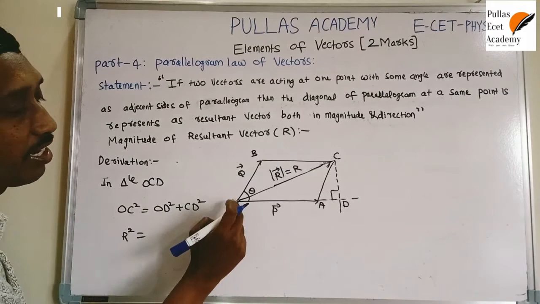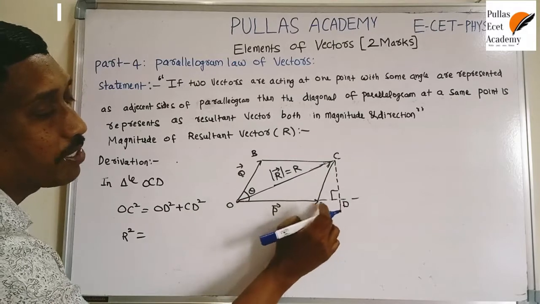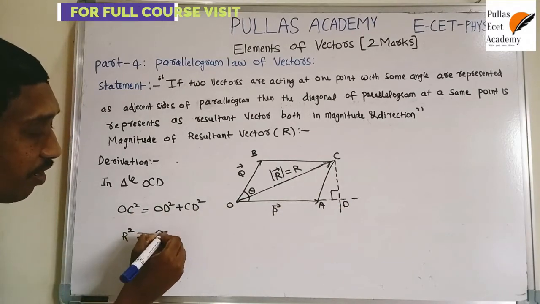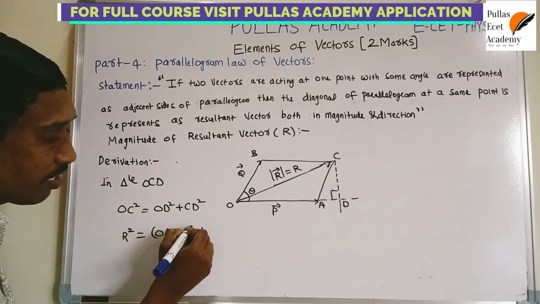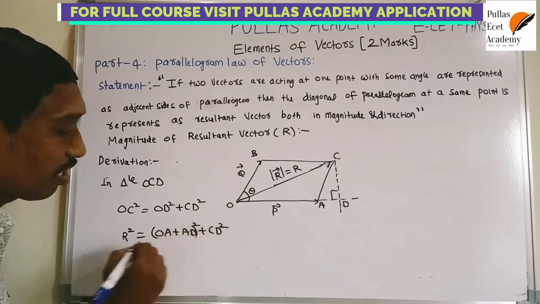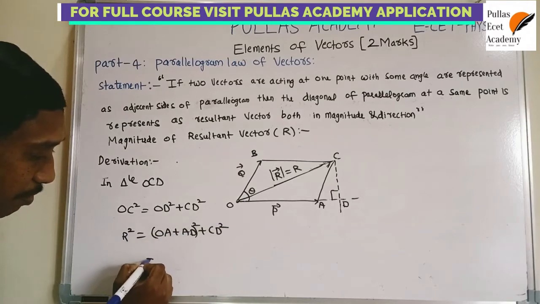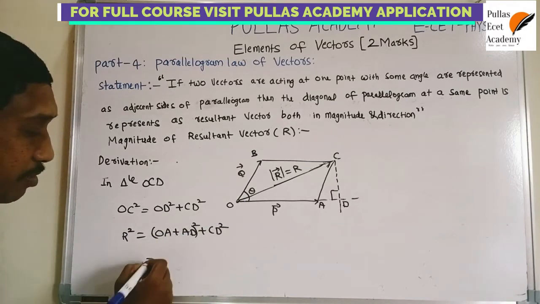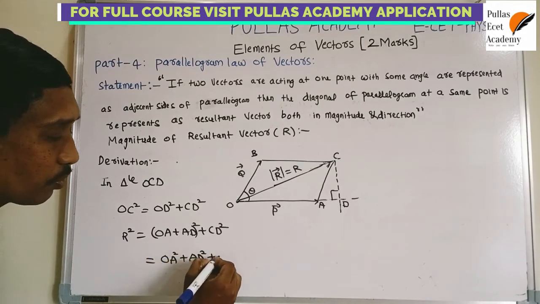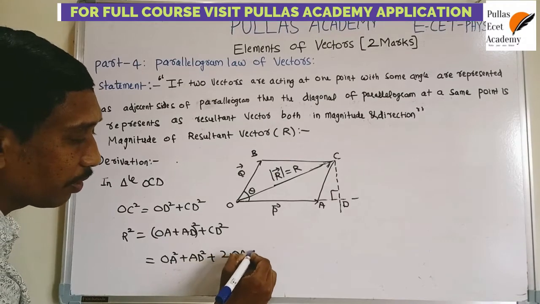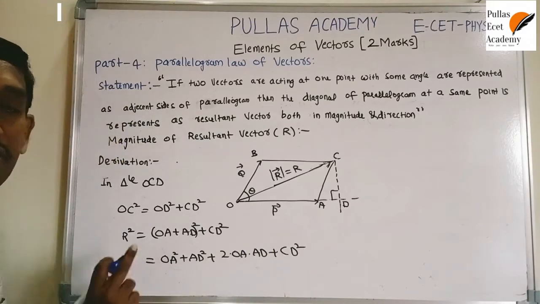OD, from the diagram, this is OD. So OD consists of OA plus AD. That means instead of OD, write OA plus AD, whole square, plus CD square. This is R square. Again simplify this using the A plus B whole square formula: OA square plus AD square plus 2 OA into AD. Now plus we have CD square. After simplification, you get this.